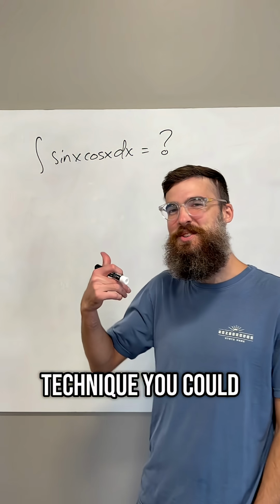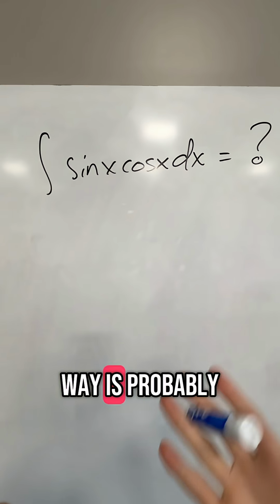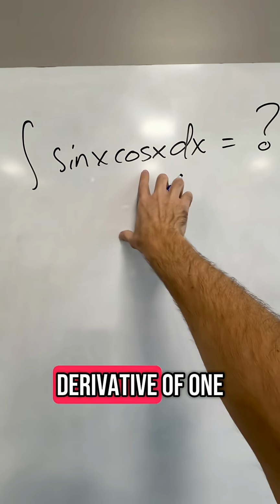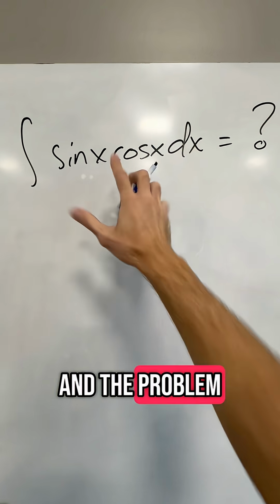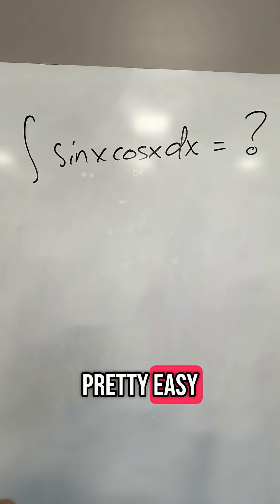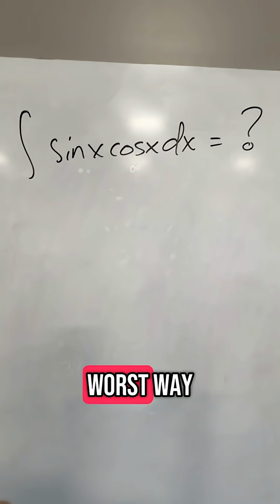What's the worst technique you could use to solve this integral? Looking at this integral, the easiest way is probably a u sub, right? We have the derivative of one of these two in the problem. A u sub could handle this pretty easy, but I want to do it the worst way.